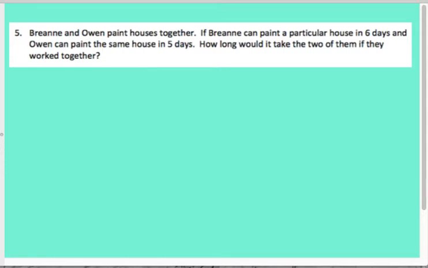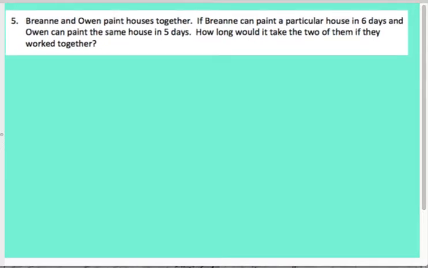This problem's a little bit different. You get a word problem here. You can have one of these on the quiz, so pay attention. Brianne and Owen paint a house together. If Brianne can paint a particular house in 6 days, and Owen can paint the same house in 5 days, how long would it take the two of them if they were working together? Okay, so we're looking for time here. How many days is it going to take them working together? And that is going to be my variable, the time, the x, we'll say. And x is in days.